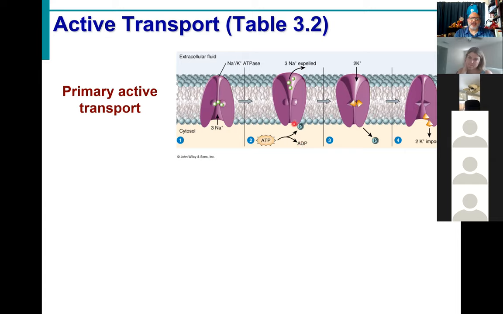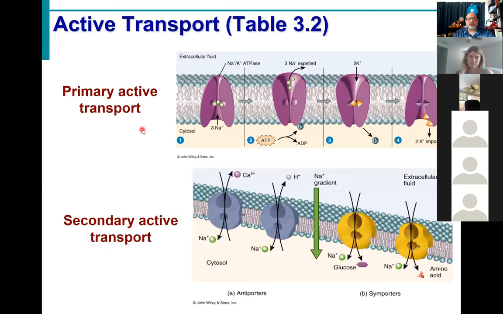And when we release that energy, now we're using that energy to change the shape of the protein so that now it is open to the outside and our sodiums are expelled. While it's open to the outside, two potassiums can load into it. When the two potassiums load into it, that kicks off the phosphate and it goes back to its original shape, open on the inside, and the potassium comes in. So notice one ATP kicks three sodium out and brings two potassium in.